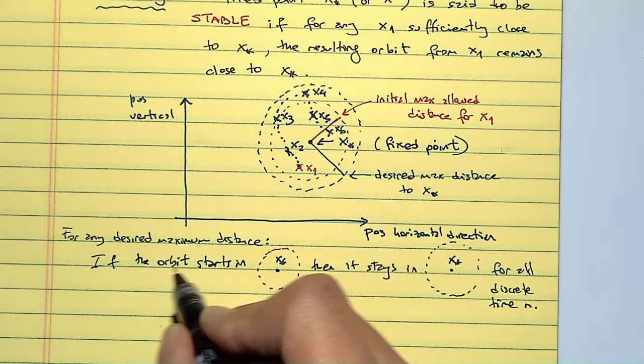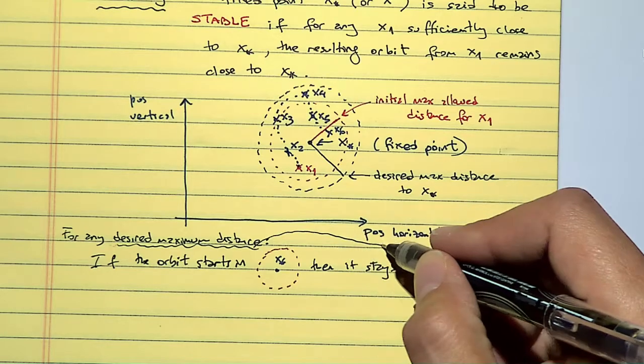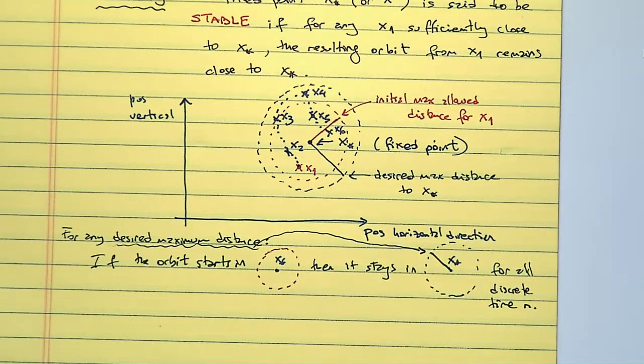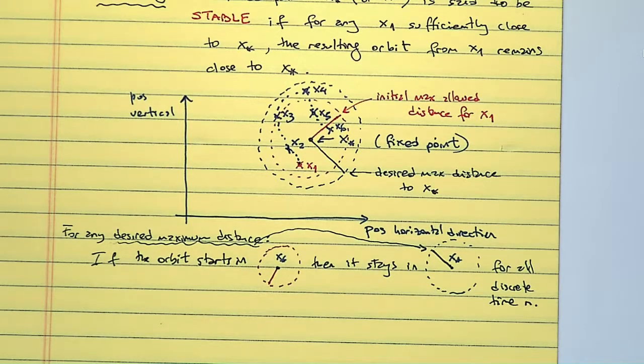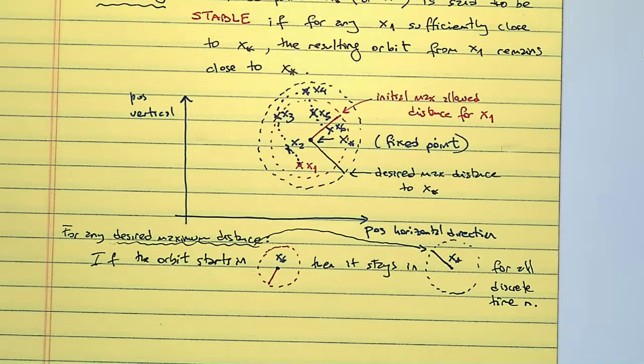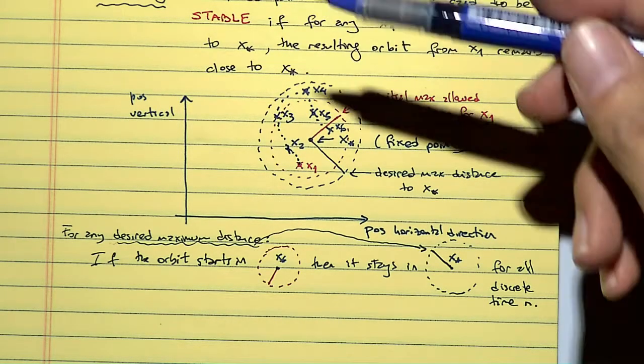So the idea is that given this, the desired maximum distance is this particular radius, but we need to figure out whether there exists an initial distance such that if I start within that distance, I stay within that desired distance. Okay. So essentially, in simple terms, stability is telling me that my trajectories, my orbits, will not go too far away from where I started if I start close to the fixed point. Okay, they might overshoot a little bit, like this particular point right here that overshoots, but they might not go too far away. In other words, these orbits will not go, let's say, very, very large and then come back. Or maybe not even come back.